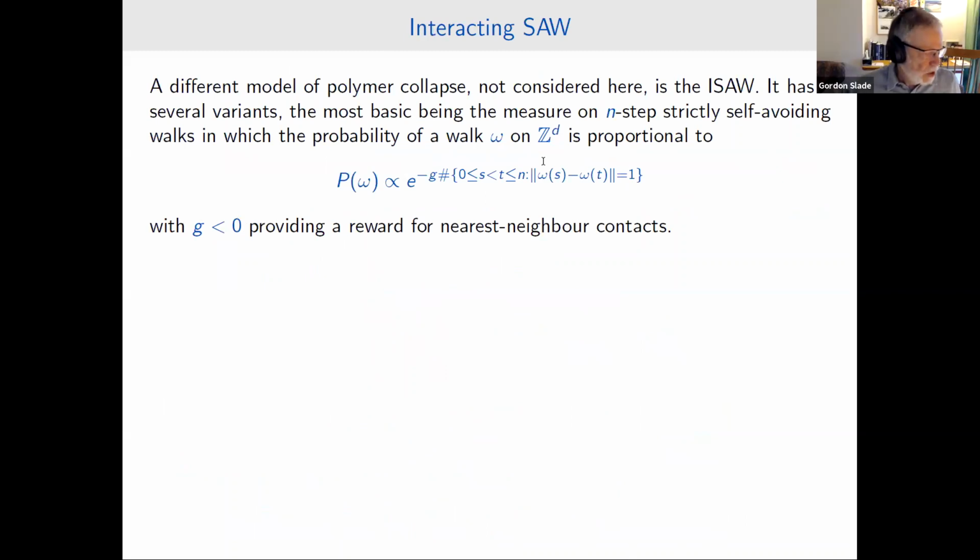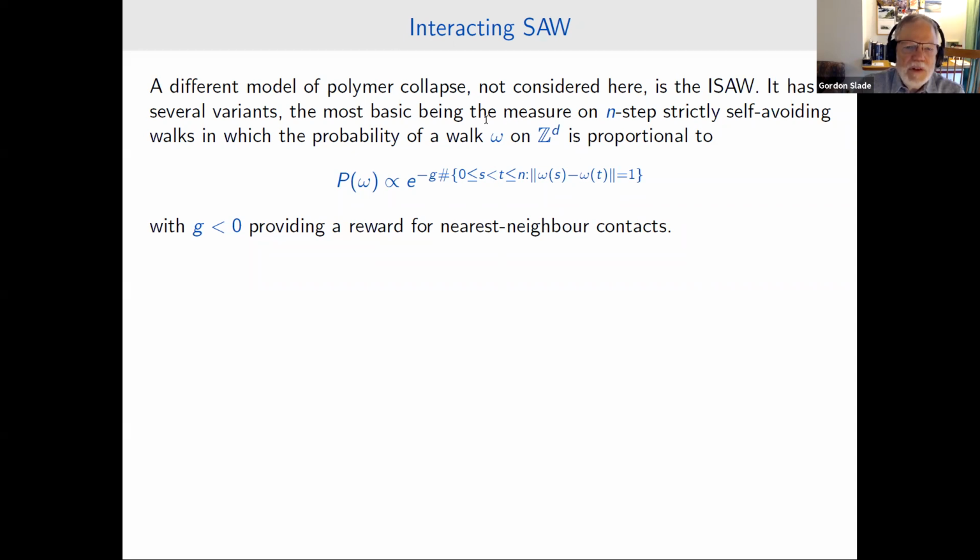Okay, so my time is just about up, and that concludes the discussion of the model that I wanted to tell you about. But there's another version of this problem which has been studied in the literature. I'm not going to be discussing all of the literature about this, but the interacting self-avoiding walk is something that has been studied quite a bit as a model of this polymer collapse.